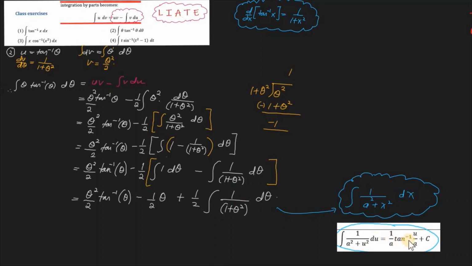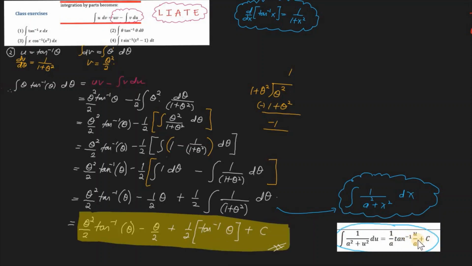For this integral, we get the answer where a is 1 and inverse tangent, the u there is our theta, a is 1. So it becomes inverse tangent theta only. Let me write the answer back so that we can quote it. The u is theta, again the a is 1. Don't forget the constant C. So that is the answer for our question number 2. Alright, let's do more.